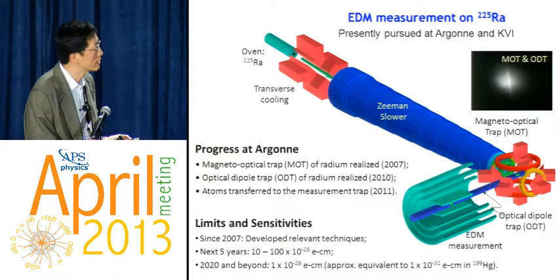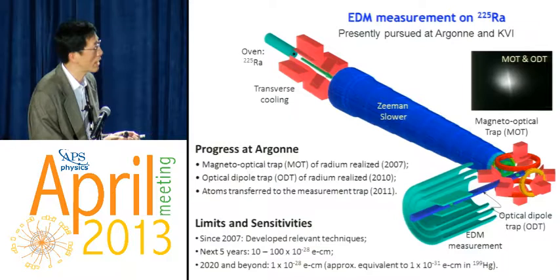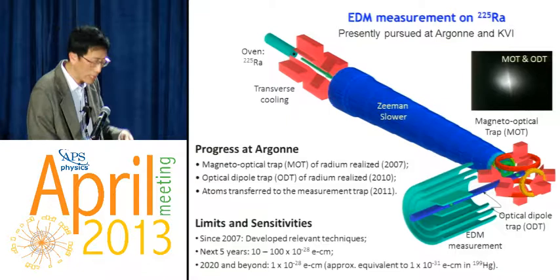Over the years, we have developed a bunch of techniques towards the EDM measurement. In '07, we realized the first magneto-optical trap of radium atoms, radium-225 atoms. And then in order to move the atoms into a region where we can do the EDM measurement, we need to first trap the atoms into an optical dipole trap without the need for a magnetic field. And that we also realized in 2010.